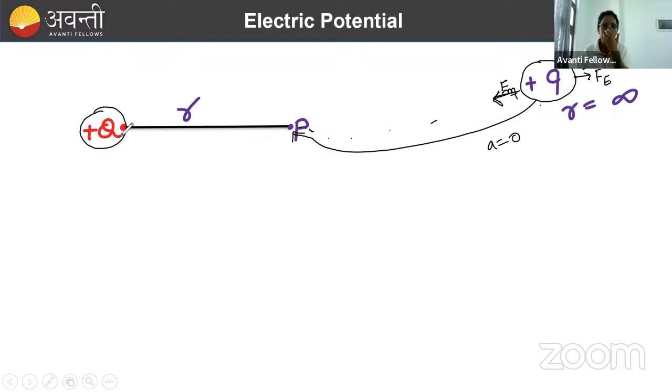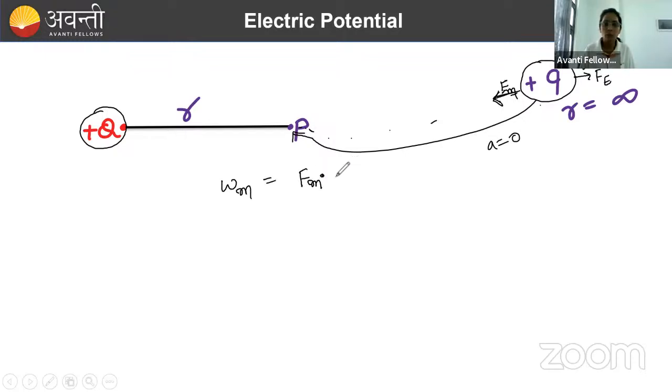And in that process also, what is happening? The electric field is also doing work on it, exactly opposite to me. And that work will get stored in the form of its potential energy. And that is called what? Electric potential energy. Done. So if I calculate the work done by me, then it will be what?